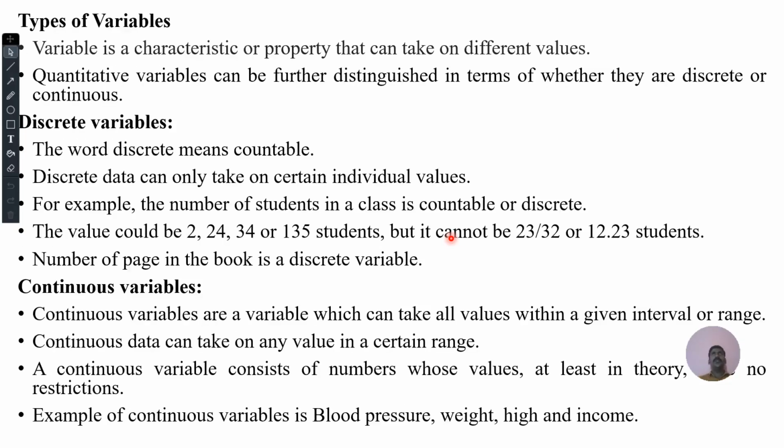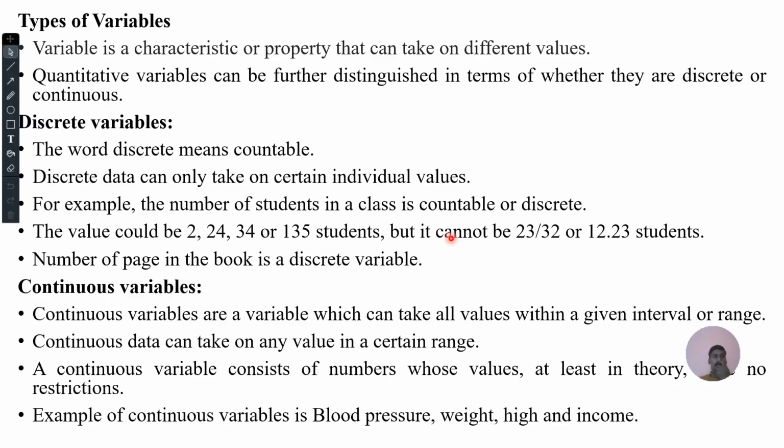Next topic, types of variable. What is a variable? A variable is a container mainly used to store a value. For example, a equals 5: the value 5 is stored in the variable a. That is called a variable. A variable is a characteristic or property that can take different values. Variable means it will vary.